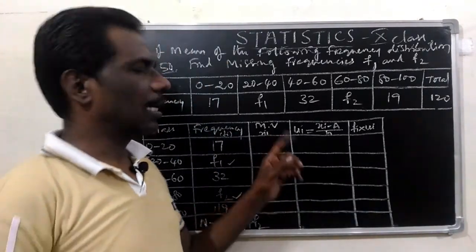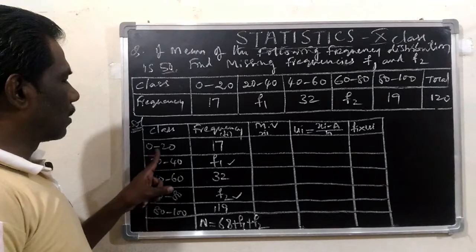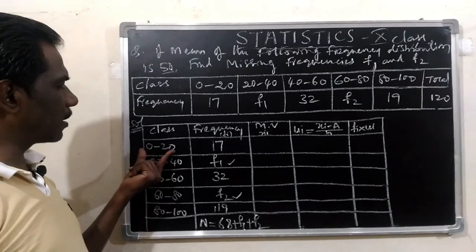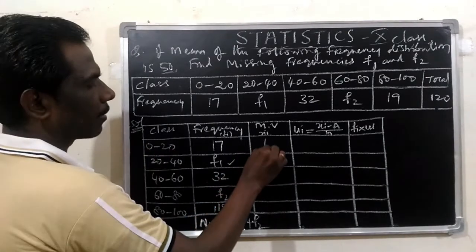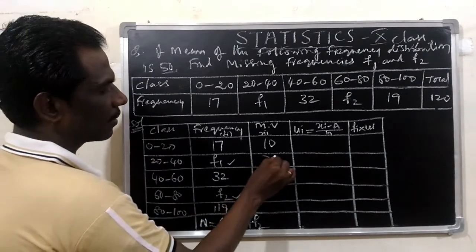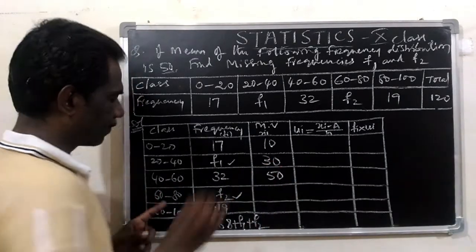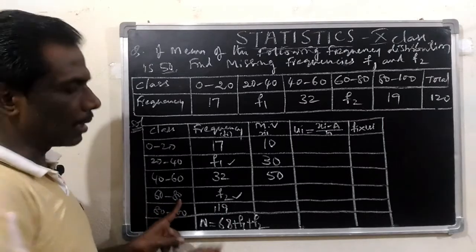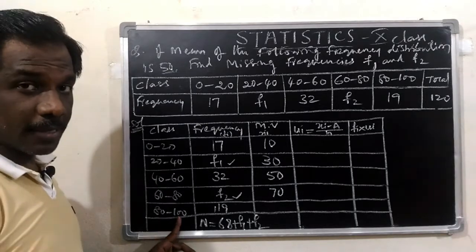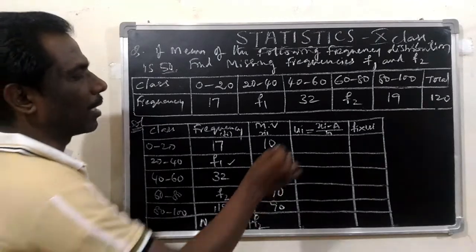Now I am finding xi values. So for that, the sum of these two limits, lower limit and upper limit. 0 plus 20 is 20, half of 20 is what? 10. And 20 plus 40, 60, half of 60 is 30. And 40 plus 60 is 100, half of 100, 50. 60 plus 80 is 140, half of 140 is 70. 80 plus 100, 180, half of 180 is what? 90. Next, find the ui.